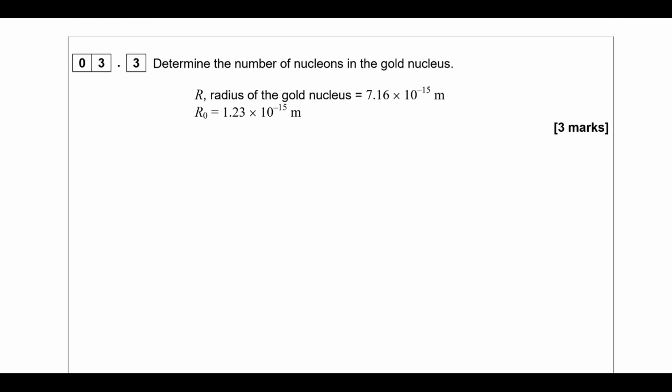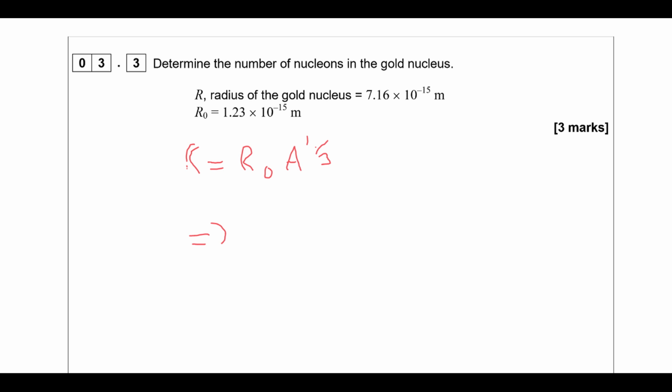Okay, determine the number of nucleons in the gold nucleus. So we've got the radius and we've got R0. What you should know is that radius is equal to R0 times A to the power of a third.